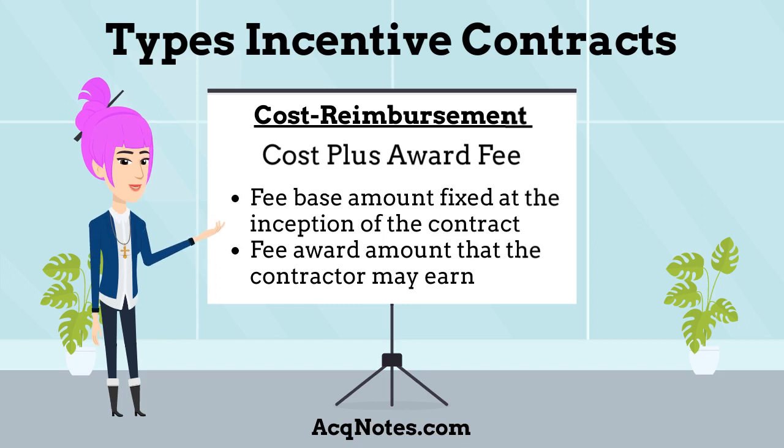A cost plus award fee contract is a cost reimbursement contract that provides for a fee consisting of 1. A base amount fixed at the inception of the contract, if applicable and at the discretion of the contracting officer, and 2. An award amount that the contractor may earn in whole or in part during the performance and that is sufficient to provide motivation in the areas of cost, schedule, and technical performance.